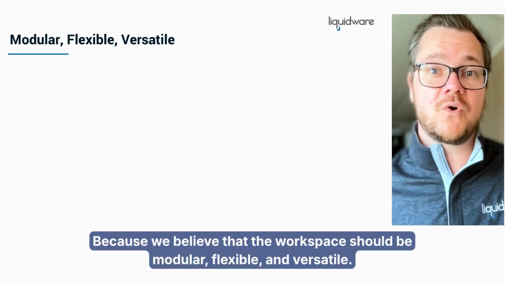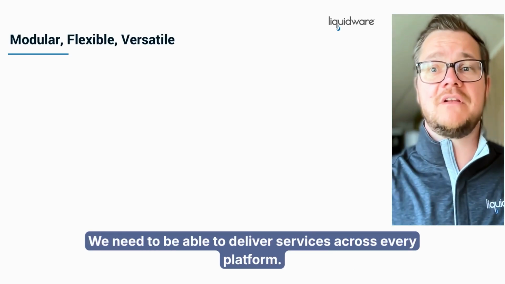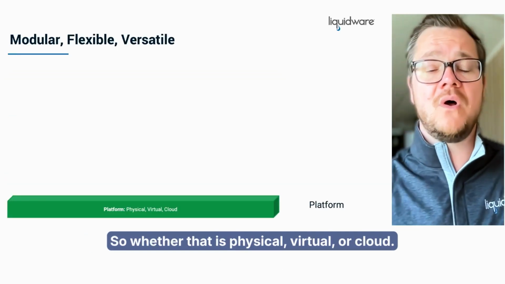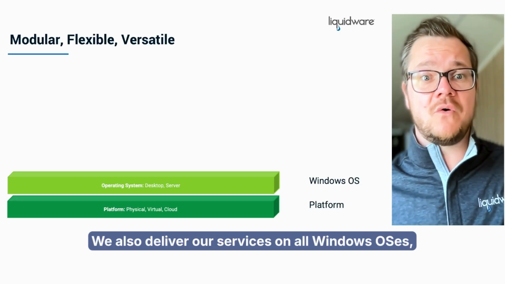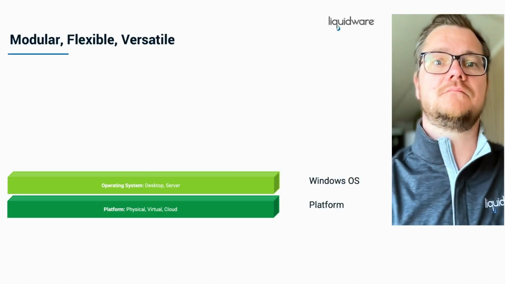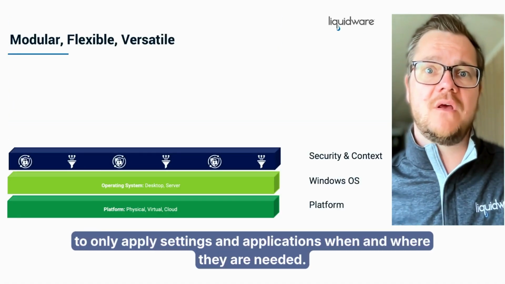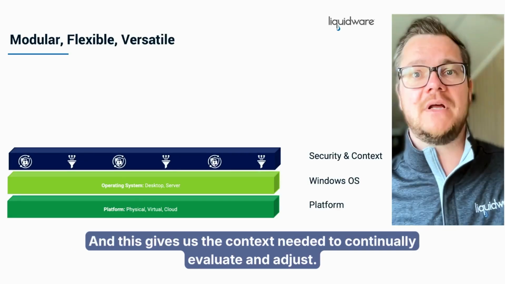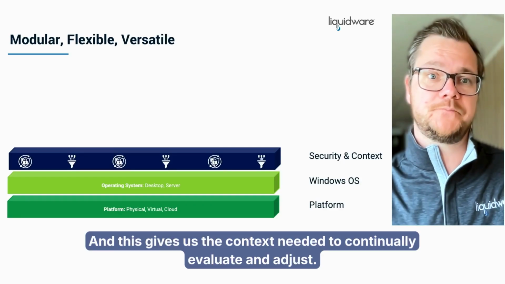Because we believe that the workspace should be modular, flexible, and versatile. We need to be able to deliver services across every platform, so whether that is physical, virtual, or cloud. We also deliver our services on all Windows OSs, whether that is server or desktops. And we layer security and context on top of that, to only apply settings and applications when and where they are needed. And this gives us the context needed to continually evaluate and adjust.